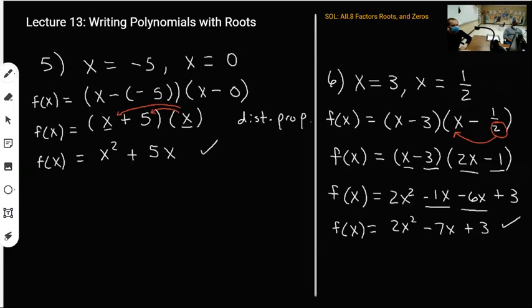Okay, so that's what you do with fractions. I want to do another example with fractions. Let's take a look at number 8.